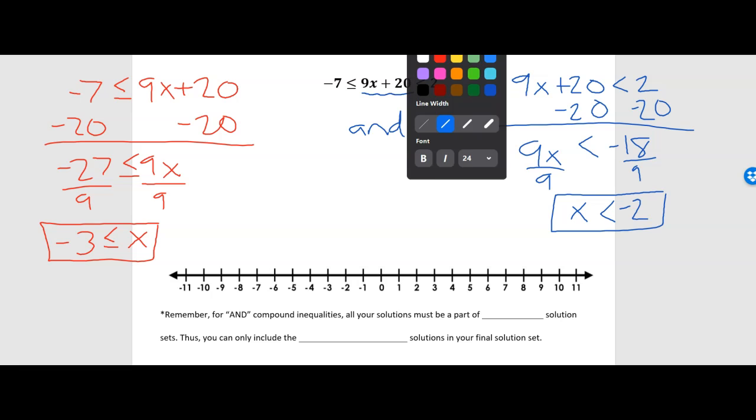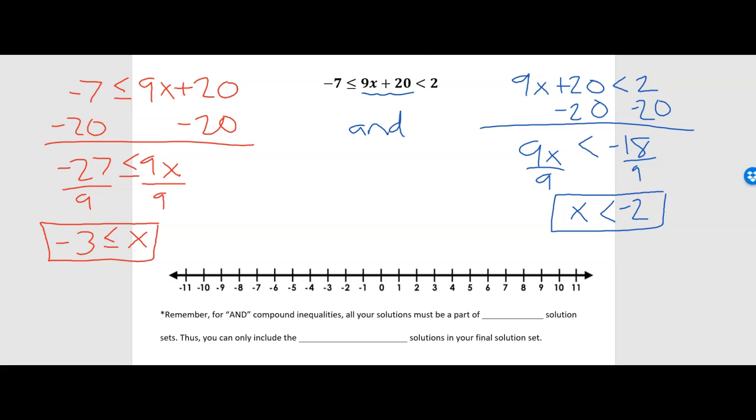So let's start by graphing the red one. I have x is greater than or equal to negative 3. So closed point, and I'm looking for numbers that are greater than negative 3, so I'm going this way. Then I'm going to graph my blue one, which is x is less than negative 2. So I'm going to start at negative 2 with an open point because it's just less than. I'm going to go the other way.